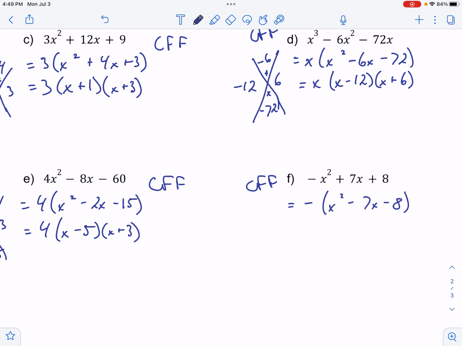So now I have negative x squared take away 7x take away 8. I'll do my number chart here. It needs to add to -7, multiply to -8. The two numbers that do that are going to be -8 and +1. So my factored form will be negative x minus 8, x plus 1.